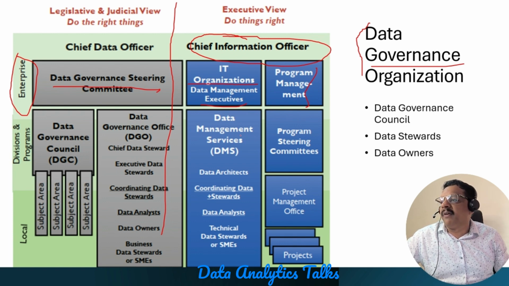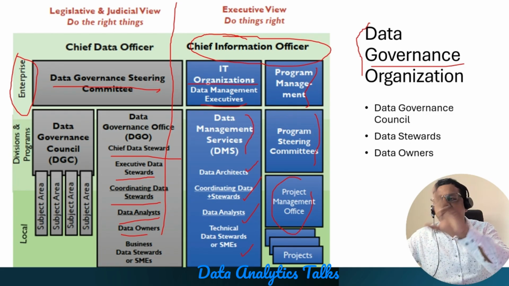At a division or program level we have the data governance council with different subject areas, then the data governance office, chief data stewards, executive data stewards, coordinating data stewards, data analysts, data owners, business data stewards, or SMEs. From an executive point of view, you have data management services, data architects, coordinating data stewards, data analysts, technical data stewards, or SMEs. From a program steering committee, project management. When it comes to the data governance organization, this is the overall setup.